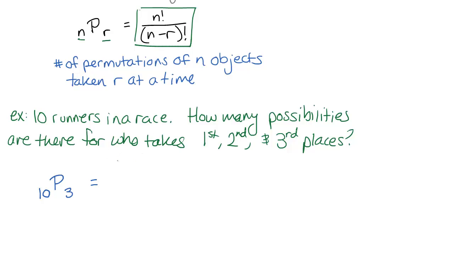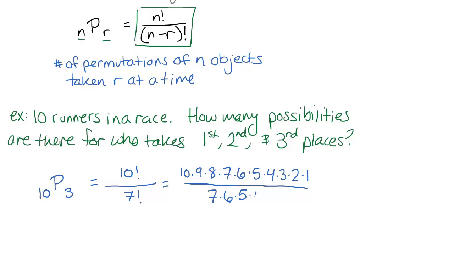Or when we compute our formula, this would be 10 factorial divided by 10 minus 3, or n minus r, so this would be 7 factorial. Again, when we compute this, remember that 10 factorial really means 10 times 9 times 8 times 7, etc., divided by our 7 factorial. And of course we want to cancel these. It's great if you can cancel them without actually having to write them out, but we're going to have a few numbers left, 10 times 9 times 8, and that product is going to be our answer. And this comes out to 720 possibilities.